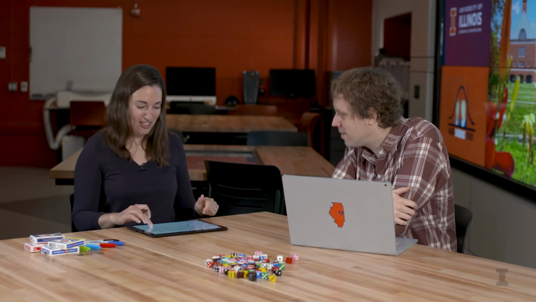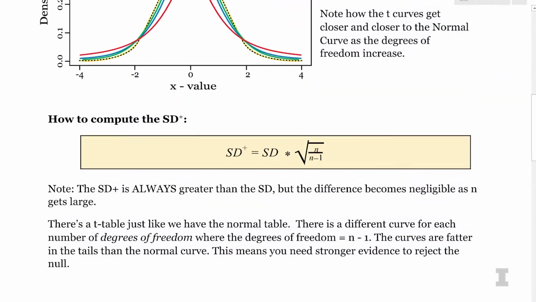Exactly. The only other thing we need to know before we can dive into a t-test example is how to compute this SD plus, because we have to use that in order to do the t-test. If you look here, it is just our sample standard deviation times this constant, which is the square root of n over n minus 1. So again, we're taking the sample standard deviation and making it slightly bigger by multiplying it by this factor.